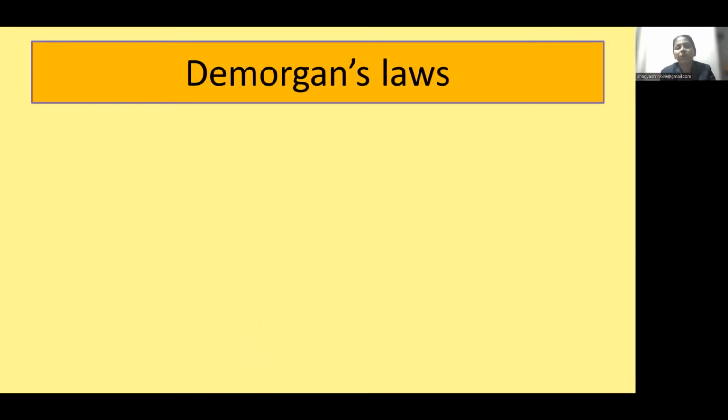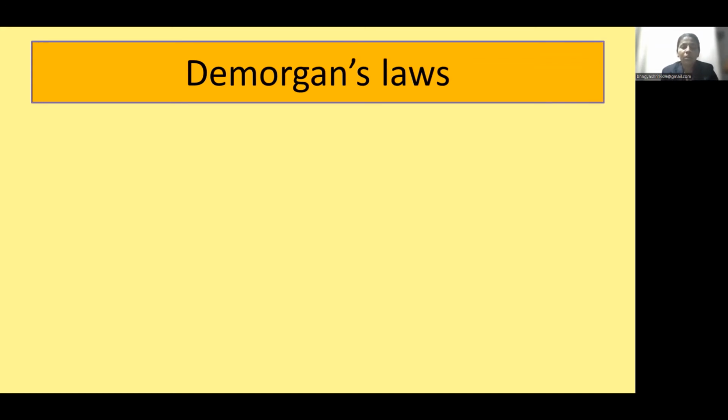Now we see the next point, and that is De Morgan's law. These are two laws which are related with union and intersection of two sets. In the previous lecture we have studied three operations on sets, that is complement, union, and intersection. These are the main operations, and De Morgan's laws are two laws which are related with complement, union, and intersection.